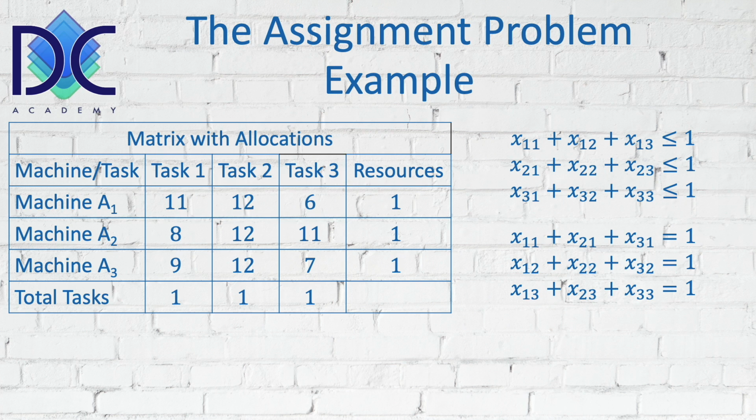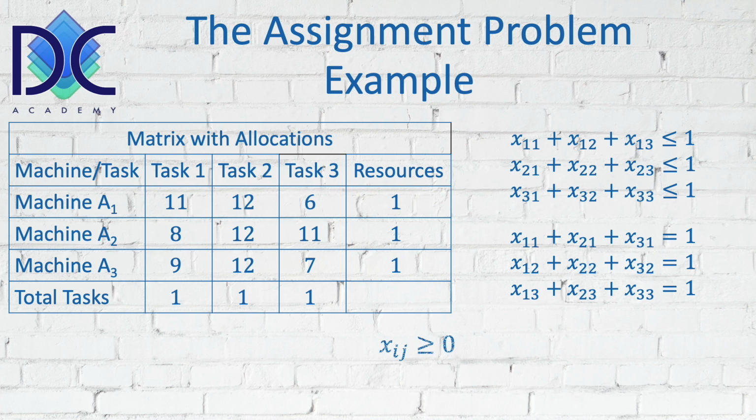So for the first column I can say x11 plus x21 plus x31 is equal to 1. We do the same for column 2 and for column 3. Basically we do that for all the rows and all the columns that we have in our problem.